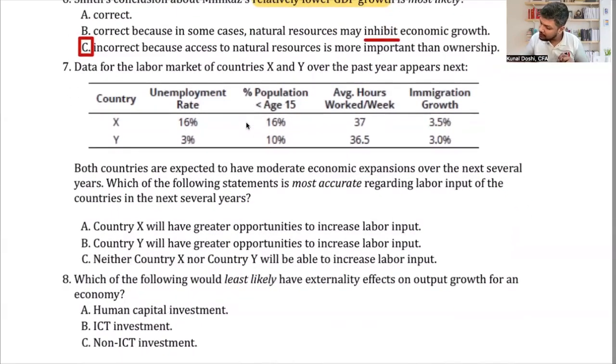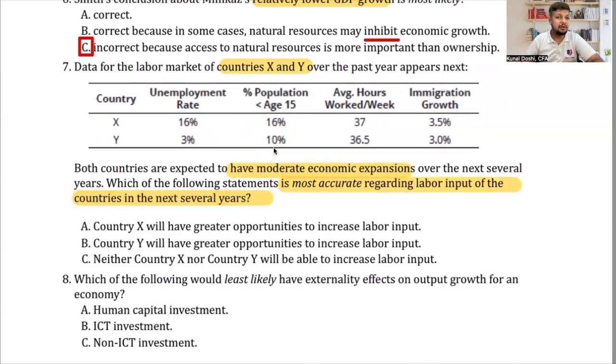Next, data for the labor market of countries X and Y over the past years appear. So I have X and Y. Unemployment rate of X is high. Population below 15 is high. Average hours worked are also high. Immigration growth is also high. Both countries are expected to have moderate economic expansion over the next several years. Which of the following statements is most accurate regarding labor input of the countries in the next several years?